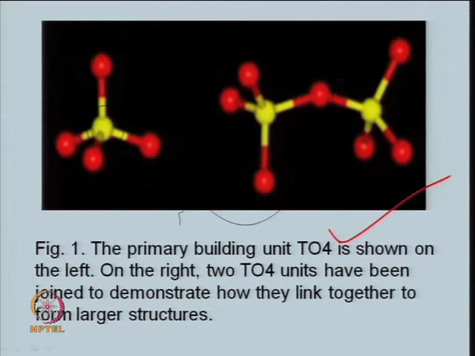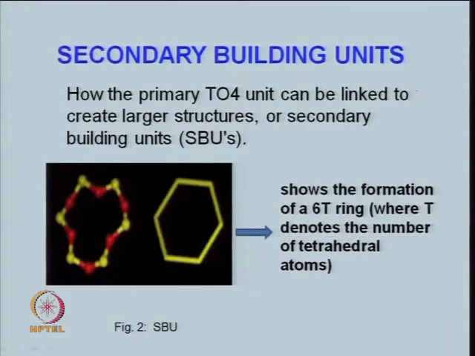And now there will be attachments like this. So, another T will attach here, and so on, so the structure will build, right. So, you can have different kinds of structure of the primary building units also. This is what is shown here, that how a primary TO4 unit can be linked to create a larger structure or a secondary building unit. So, a larger structure will form from the condensation of this, right.